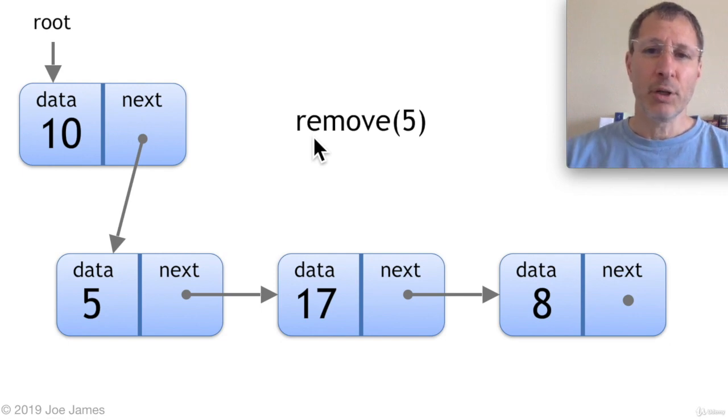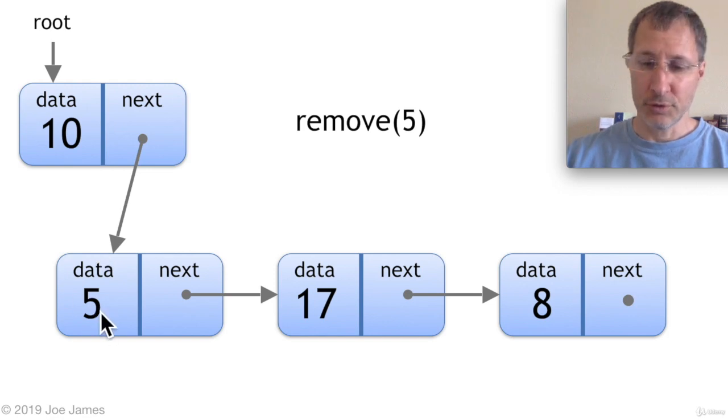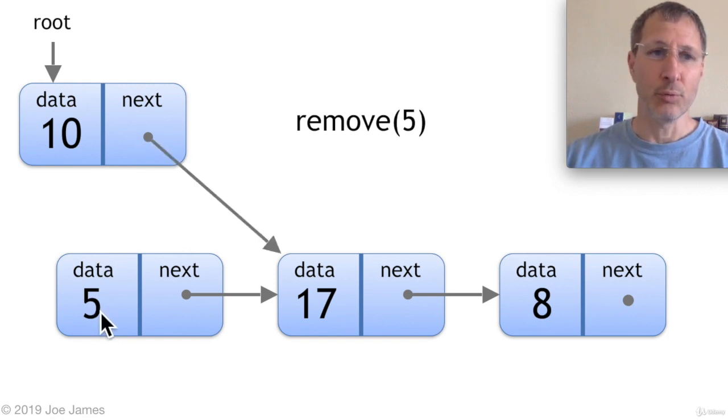But if we have a number that's in the list and we want to try and remove that, so we're going to remove 5. First we need to find that 5. So we start at the root. We check if this is the number. No, it's not. Is this the number? Yes, it is. So there's the node that we want to remove.